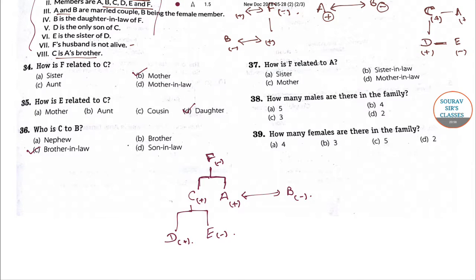Next is, how are F and A related? F is mother of A. So the correct answer is C.